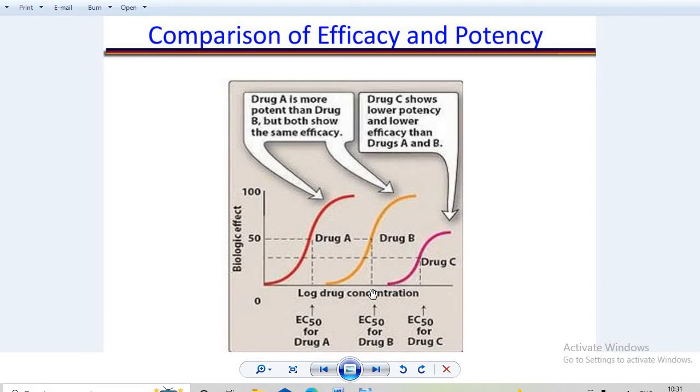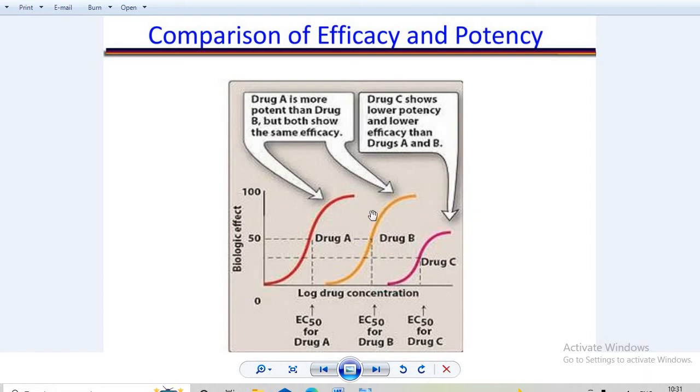You are going to study that this drug has more efficacy than B. Suppose, you must know aspirin and paracetamol. Suppose I say that paracetamol has more efficacy than aspirin. Suppose A is aspirin, B is paracetamol, and C is nimesulide. So what is the meaning of efficacy? The meaning of efficacy is the maximum biological response produced by any particular drug at a particular dose.